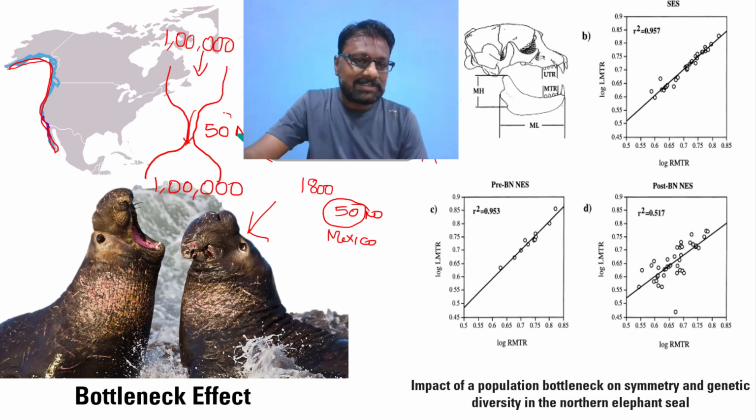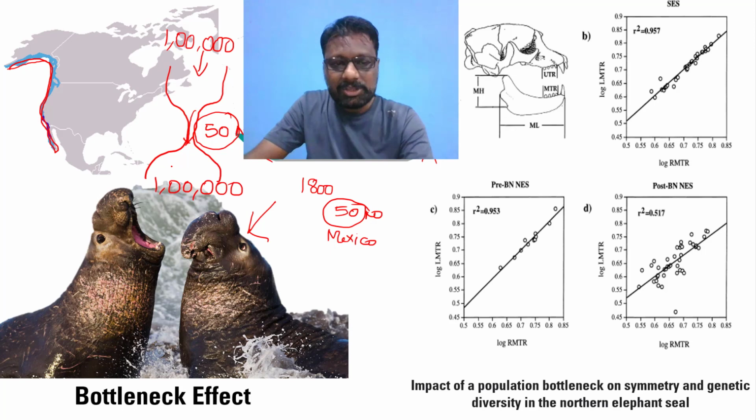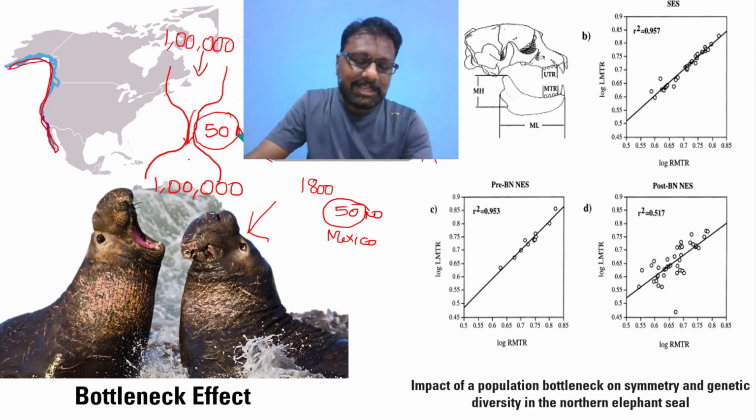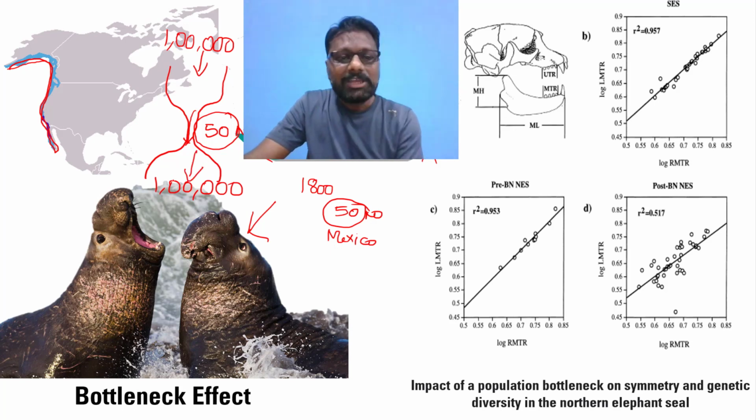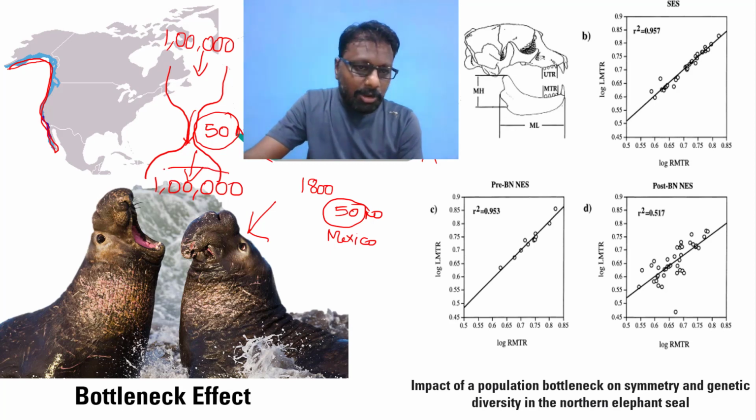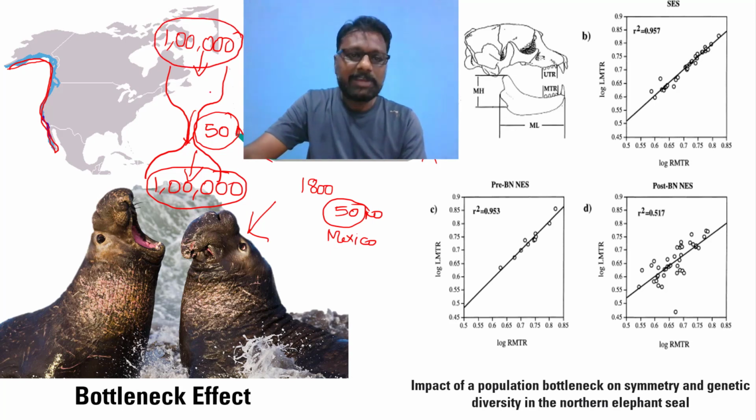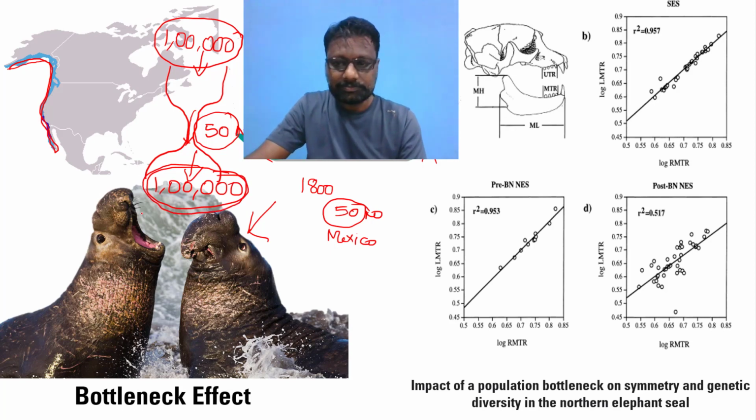This is very clearly seen in the case of the northern elephant seal, which was on the verge of extinction in 1800. Their number decreased to 50. Again, they went through the bottleneck effect and then increased their number, but there is a lot of difference in the genetic diversity of the pre-bottleneck population and the allelic frequency of the post-bottleneck population.